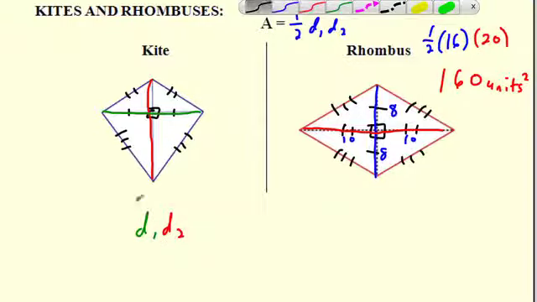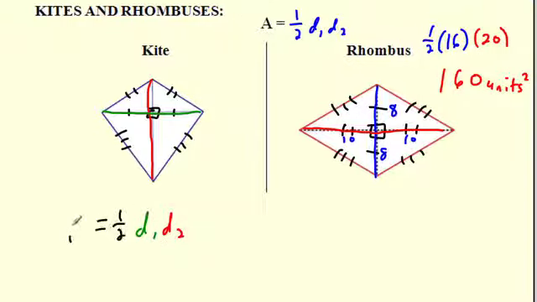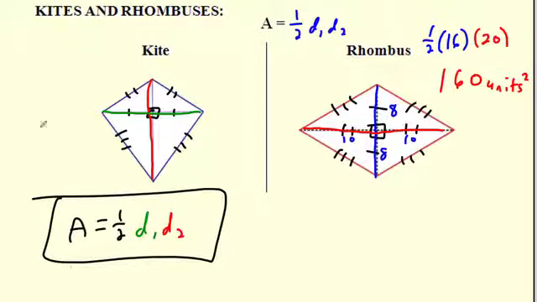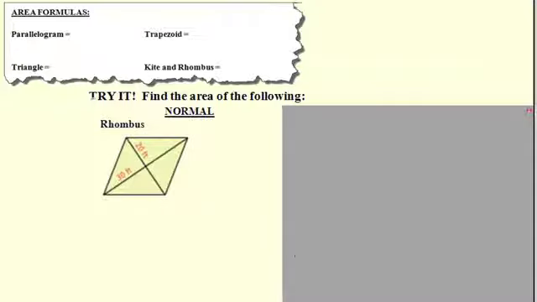So that's the formula we're using. We're just going to cut in half, and there's our area. So have that formula. So let's do some of these. Now we got them. Let's do some of these.